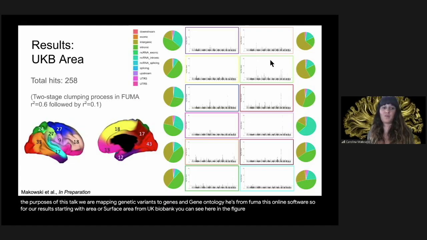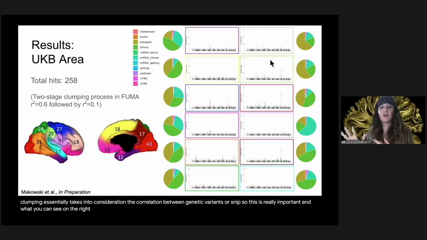So for our results, starting with area, or surface area, from UK Biobank, you can see here in the figure with the brain images the number of hits per region, and this is following the clumping procedure in FUMA. So for those that are not in the genetics world, clumping essentially takes into consideration the correlation between genetic variants, or SNPs. So this is really important. And what you can see on the right are the Manhattan plots for each of the regions that are color-coded, and the y-axis is the log 10 p-values, so they're scaled the same way in all of those Manhattan plots.